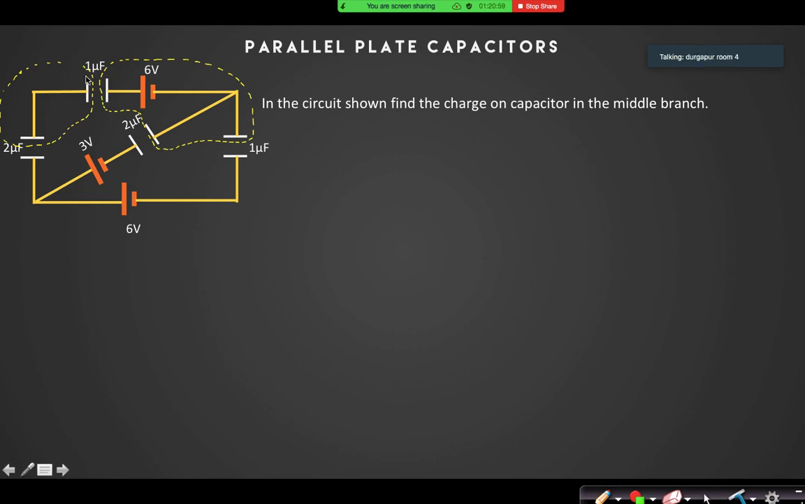So if I assume the charge on this 1 microfarad is plus Q, then the charge on this 2 microfarad upper plate will be minus Q. Yes or no? And as the charge is minus Q, this plate has to be a charge plus Q, and this plate has to be a charge minus Q.